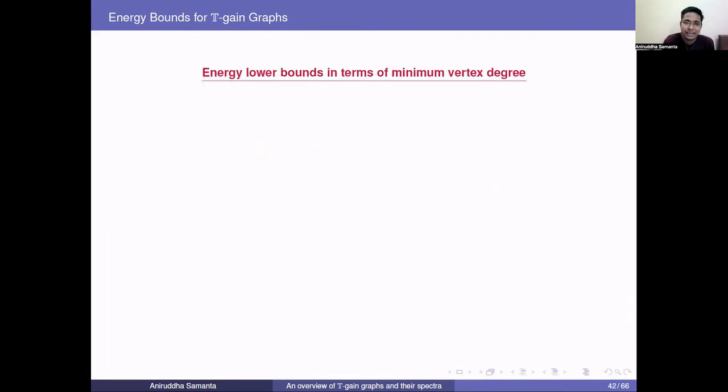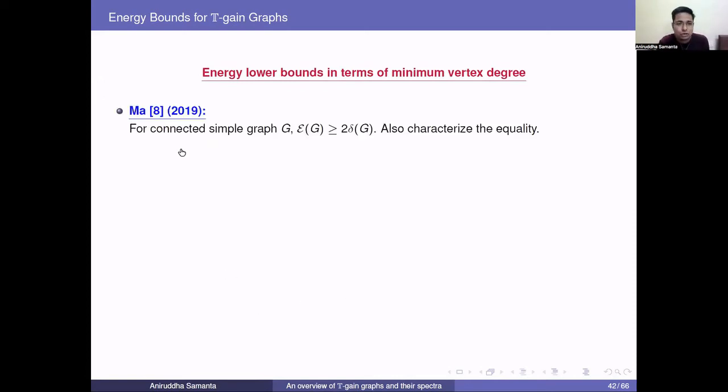Now the next: energy lower bound in terms of minimum vertex degree. So Ma in 2019 proved that for a connected simple graph G, the energy of G is always greater than or equal to 2 times the smallest vertex degree of G, 2 times small delta, and characterized the equality. Now the question is, is it possible to extend these results for an arbitrary connected T-gain graph?